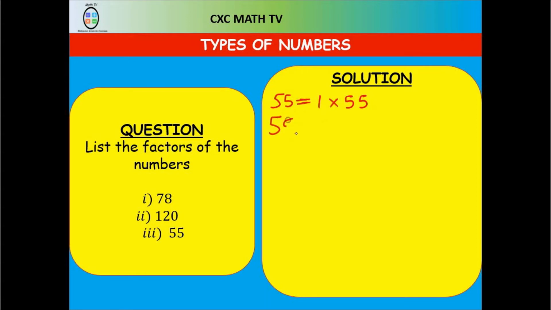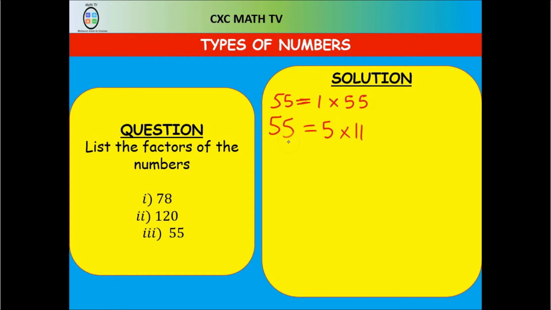Now definitely 5 will work, right? 5 times 11 gives us 55. We would have learned that from our 5 times table. Easy stuff. Now after we do that, 6 won't work, 7 won't work, 8 won't work, 9 won't work, 10 won't work.